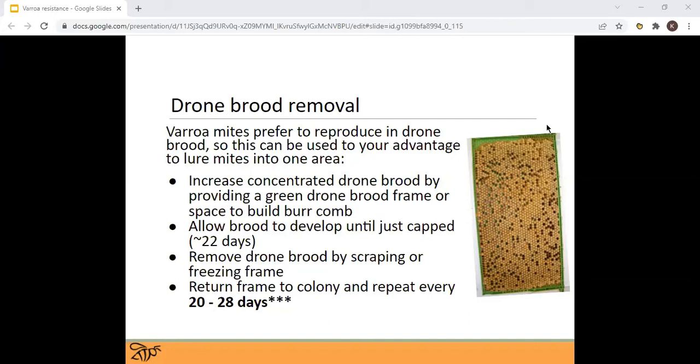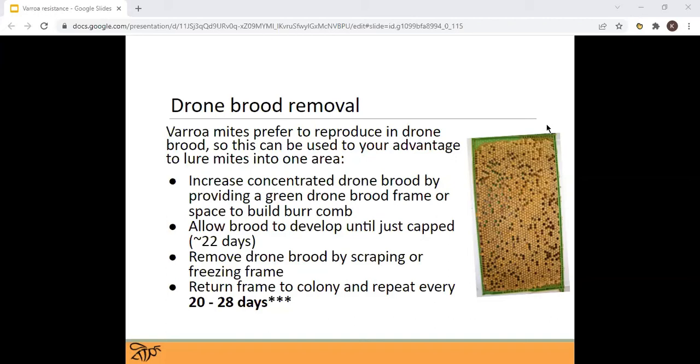So you can remove drone brood by either scraping it down and putting it into a burn barrel. So don't leave it in your yard by any means. Definitely put it somewhere where you can take it away. Or if you don't want to scrape it down, because it can get pretty splattery and disgusting, you can take it away and freeze it. So make sure you're freezing it for at least 24 hours, maybe 48 hours. And that just makes sure that everything is dead inside of those frames. So if you're giving that back to your colony, you're making sure that the Varroa mites that are in there are definitely dead before you reintroduce it into your hive.